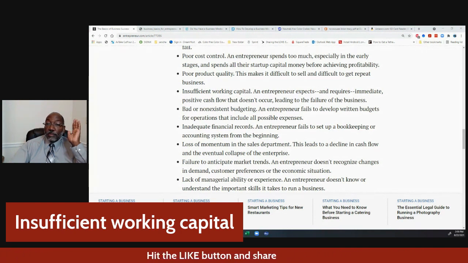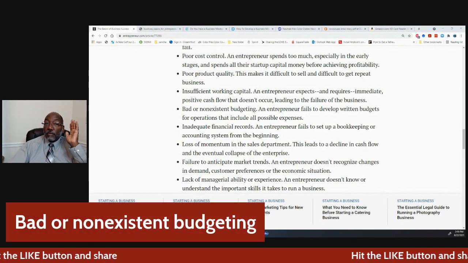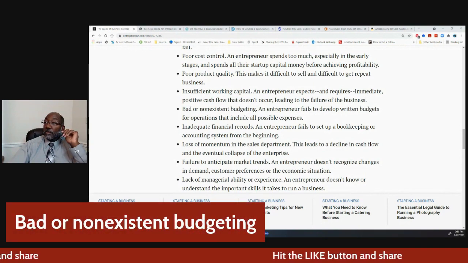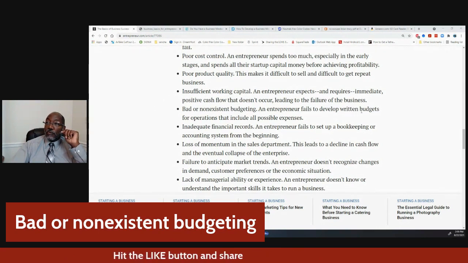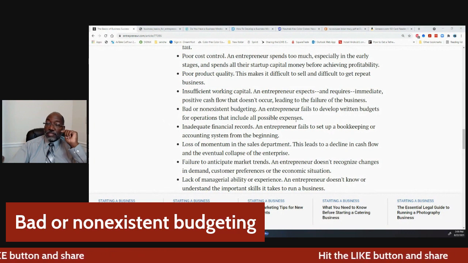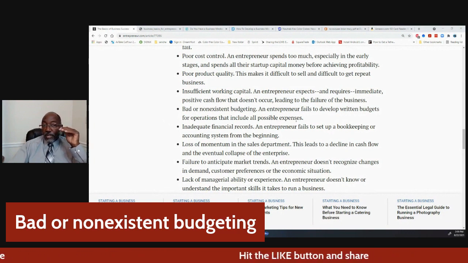Oh, there it is. Bad or non-existent budget. The entrepreneur fails to develop written budgets for operating that include all possible expenses. These are areas where you fail.